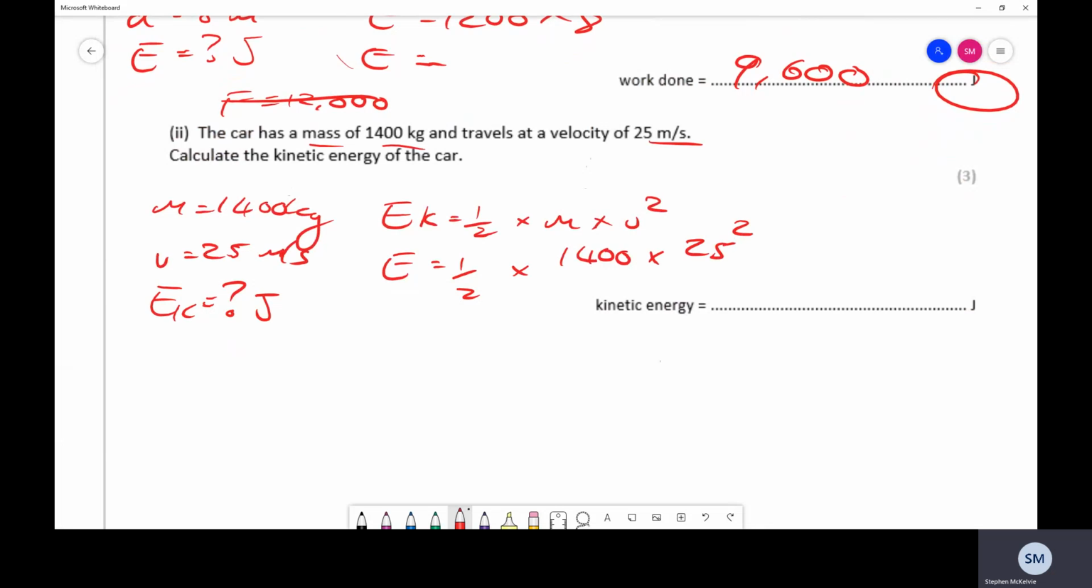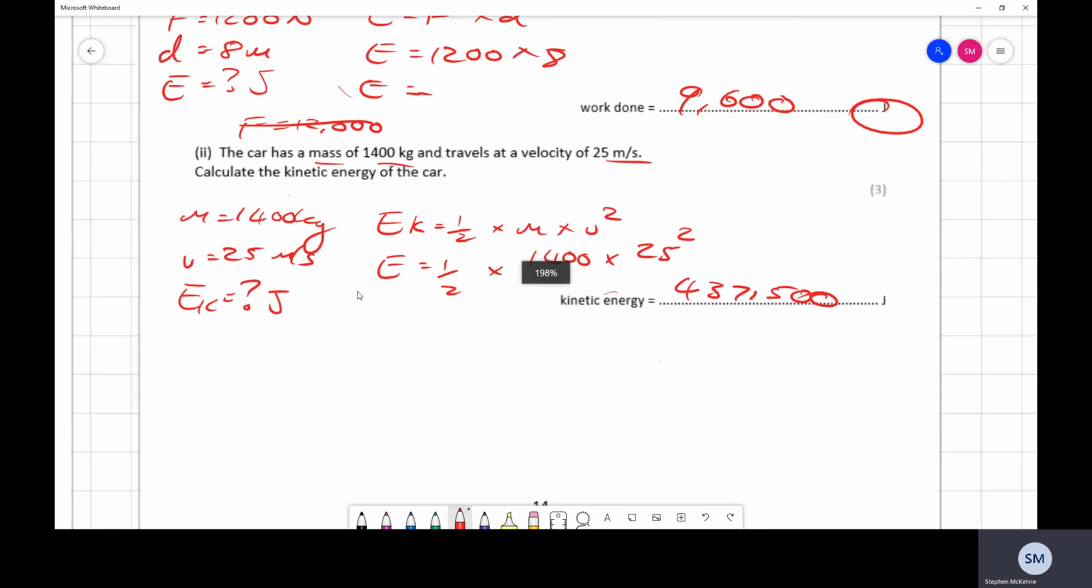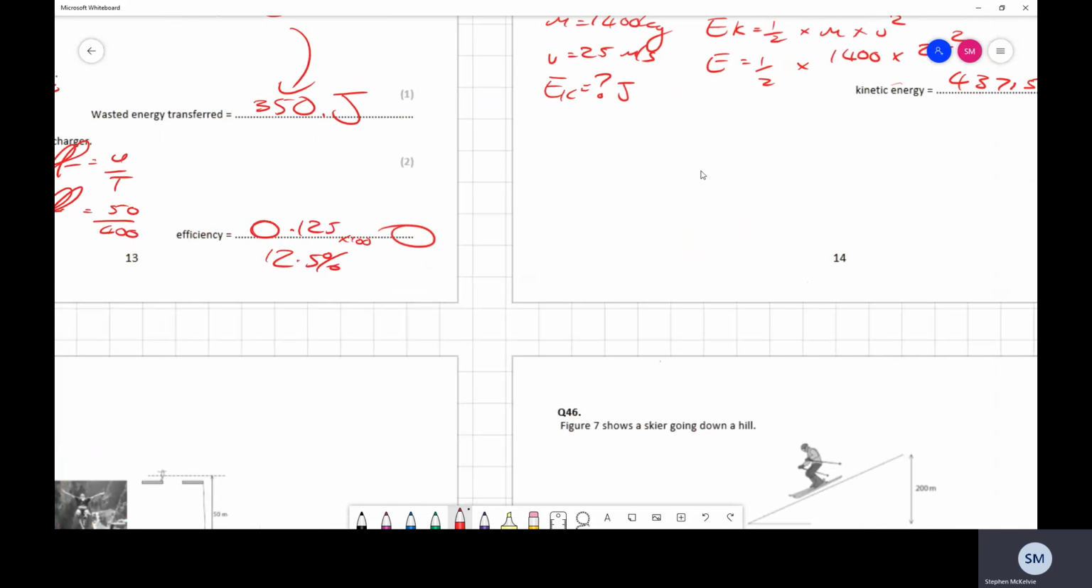I'm going to put that into my calculator. 0.5 times 1,400 times 25 squared. Oh, it's going to be a big one. 437,500 joules.